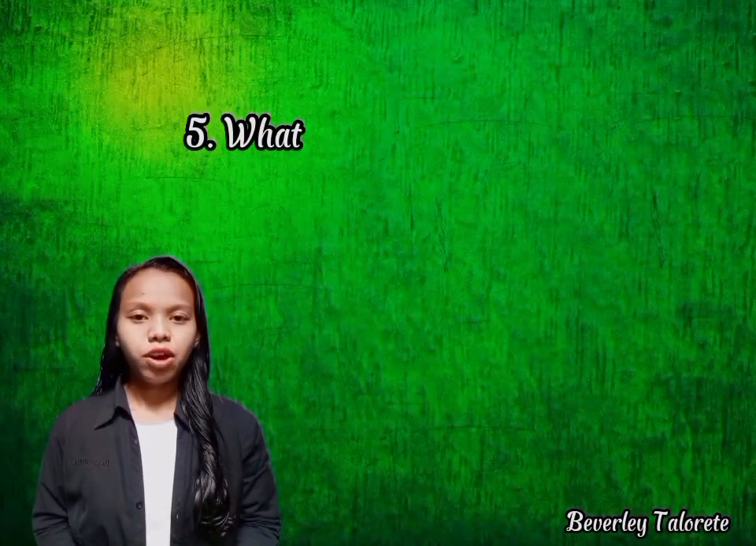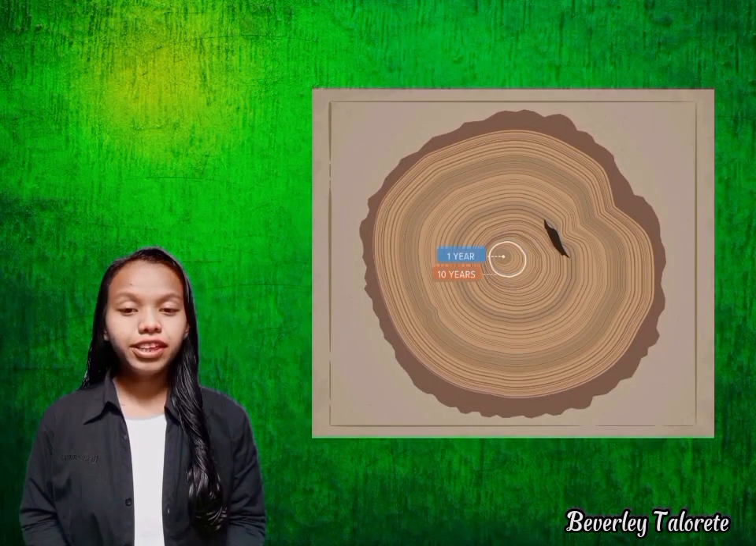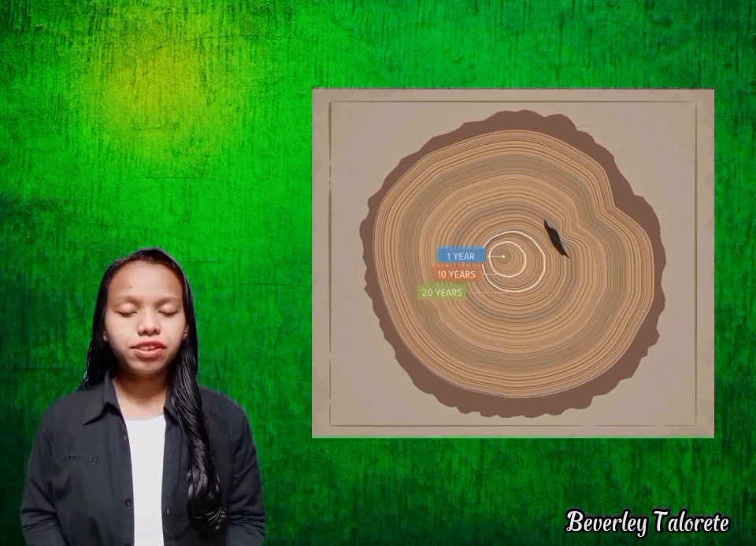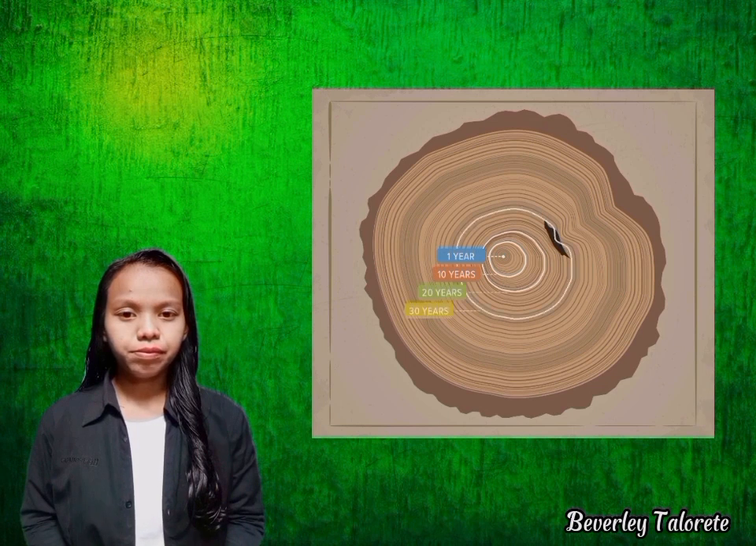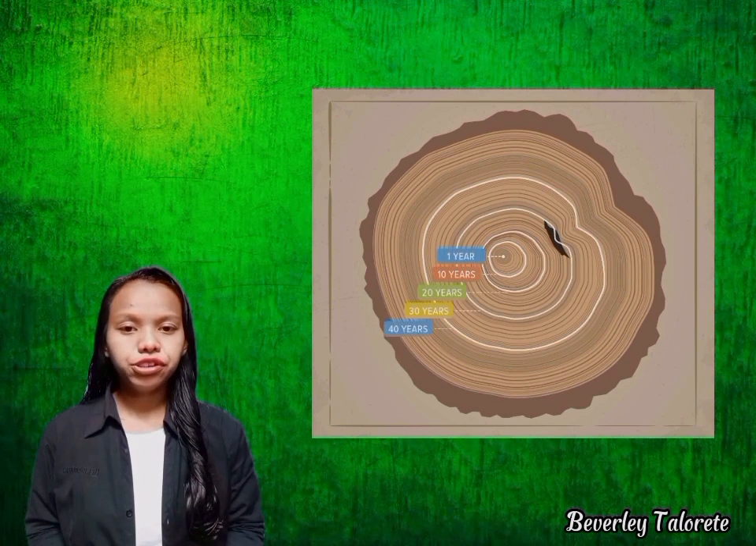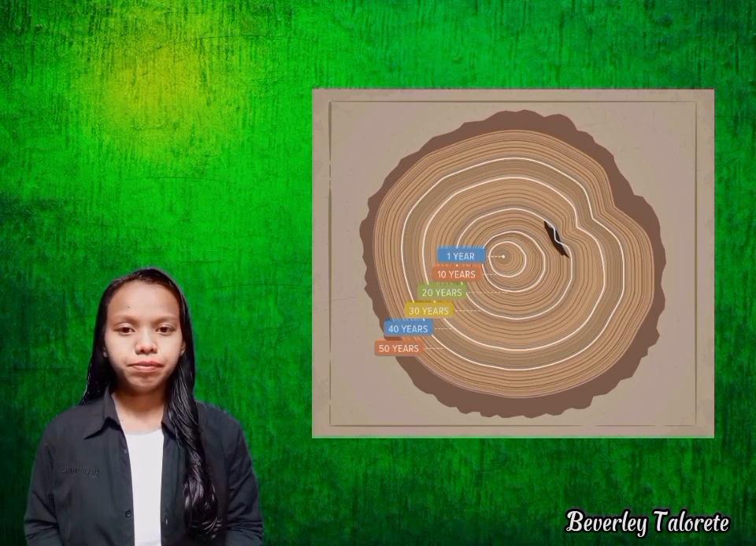Number 5. What is an annual growth ring? Annual growth rings are the circular rings found on the end of a log or tree stump. Each set of rings signifies one year of growth. Each year of growth has two distinct growing seasons, the spring and summer. In spring, trees take advantage of all the moisture in the soil and conduct large capacities of sap.